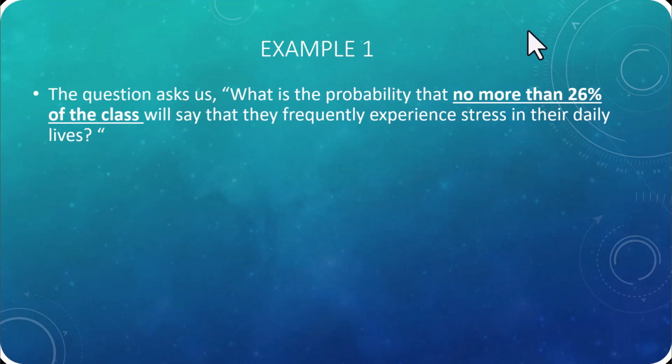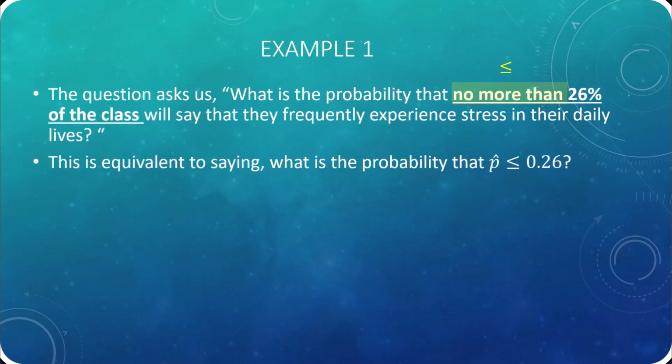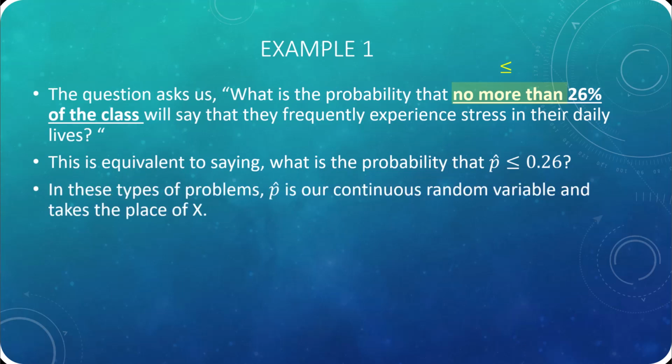So again, the question is asking, what is the probability that no more than 26% of the class will say they frequently experience stress in their daily lives? So no more than is the key phrase here. That is equivalent to less than or equal to. This is equivalent to saying what is the probability that our sample proportion is less than or equal to 26%. In these types of problems, p hat is our continuous random variable and takes the place of x.